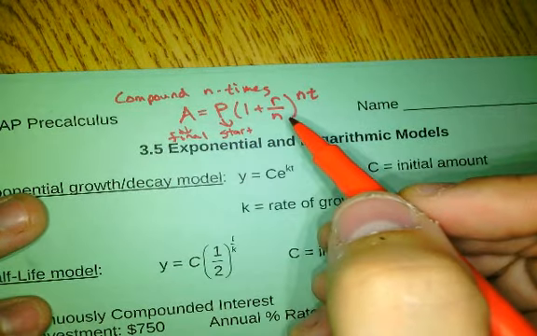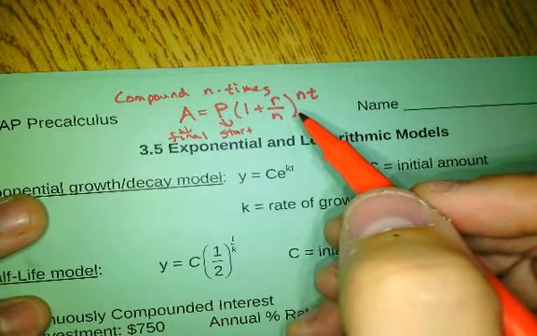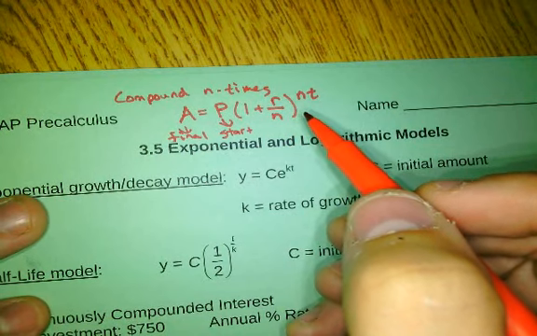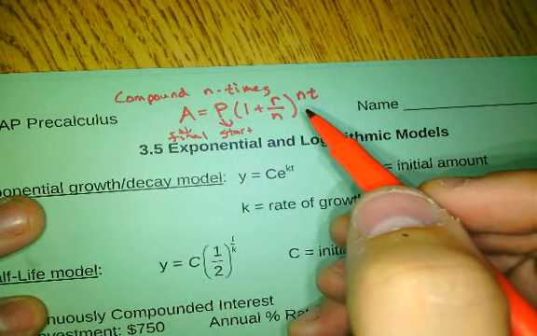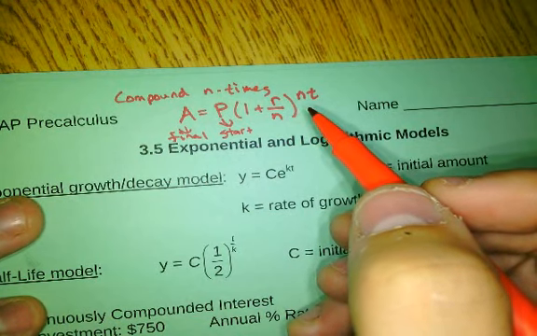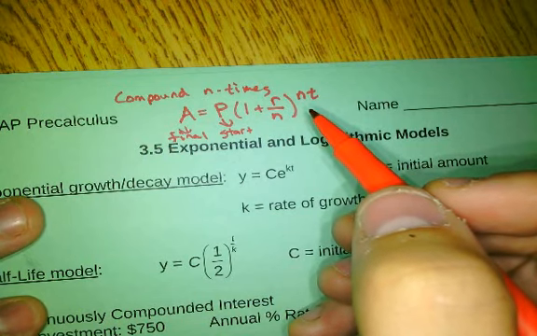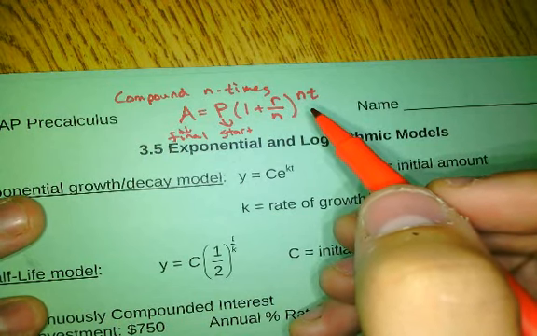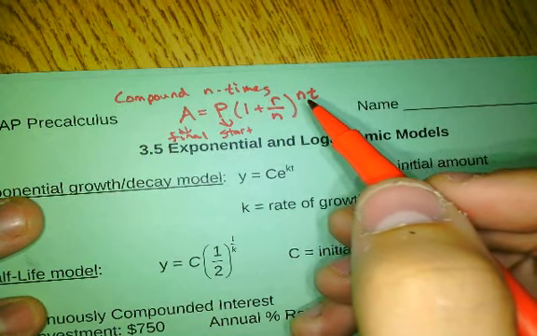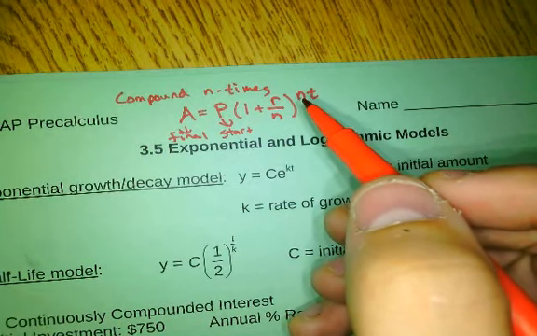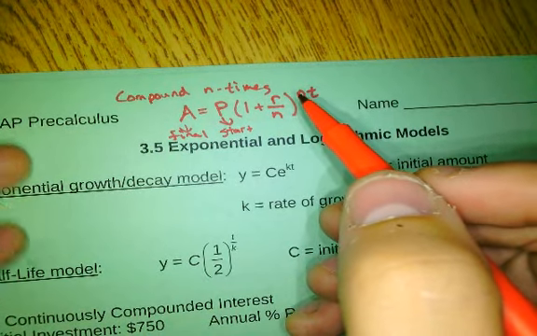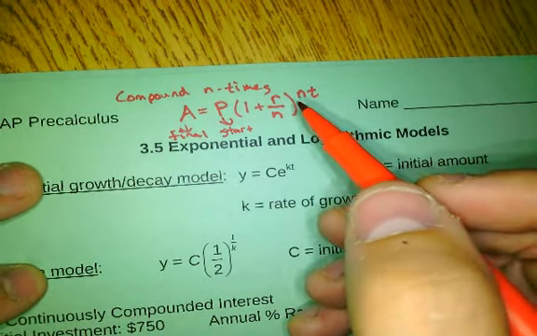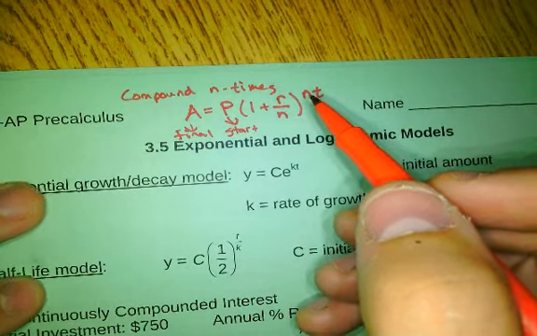N times. So if this is monthly, what does N equal? 12. If this is weekly, what does N equal? 52. If this is biannually, 2. Quarterly, 4. Daily, it doesn't happen daily, but 365, unless it's a year that's got a multiple of 4. I don't really, just do 365.